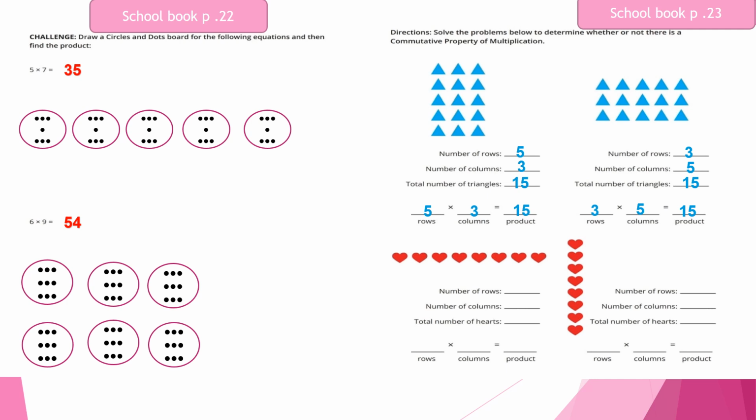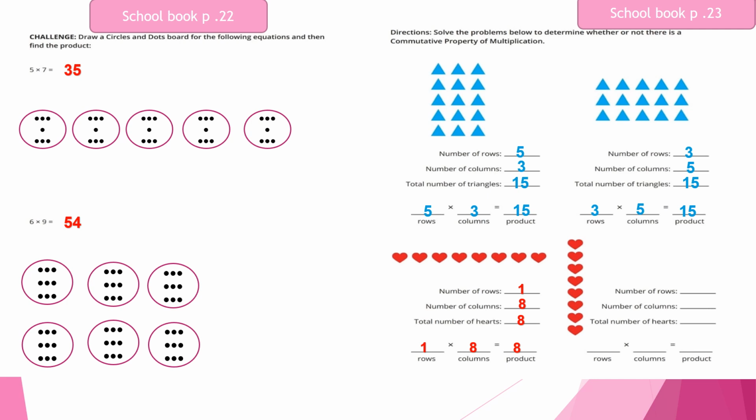Okay, the next example. Here, the number of rows. How many rows in this array of hearts? Just 1 row. How many columns? 1, 2, 3, 4, 5, 6, 7, 8. So, the total can be rows times columns. 1 times 8 equals 8.